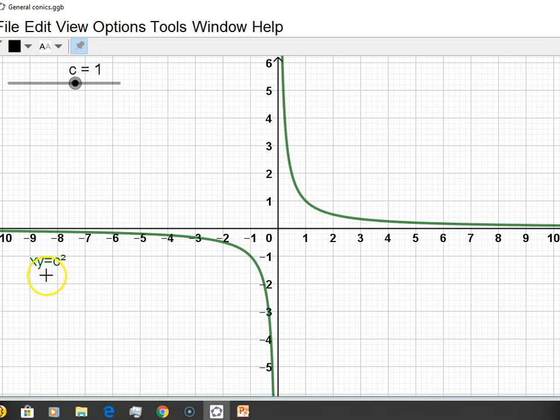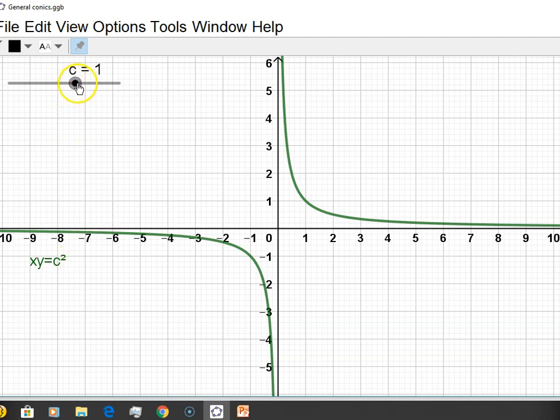Well, this is a GeoGebra file which shows us a rectangular hyperbola. Here we have the standard equation xy equals c squared. Now you can see that in the case where c is equal to 1, which we have on the screen at the moment, that would give us xy equals 1, so y equals 1 over x. So this is the equation that we're very familiar with, and this is one of the family of rectangular hyperbolae.